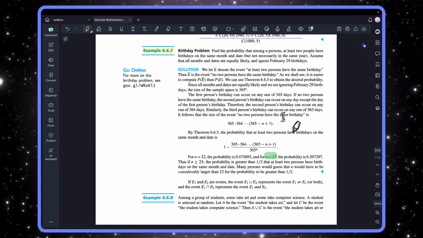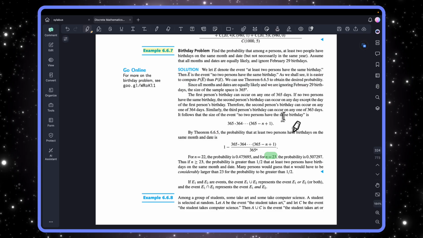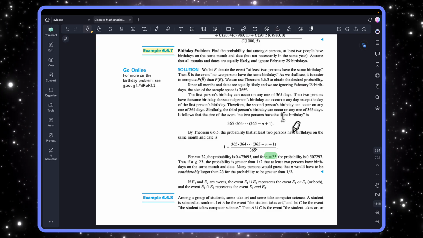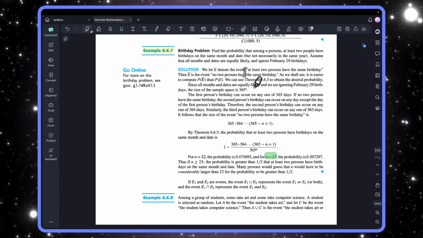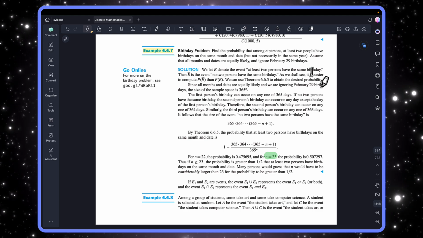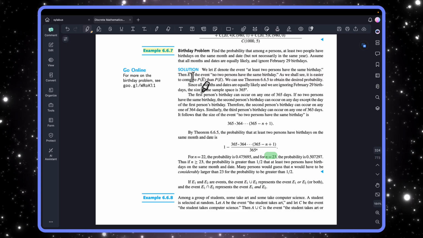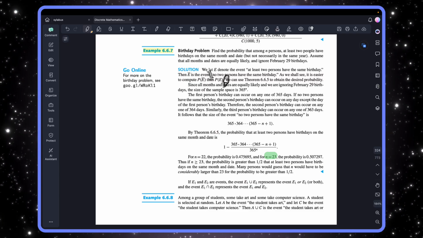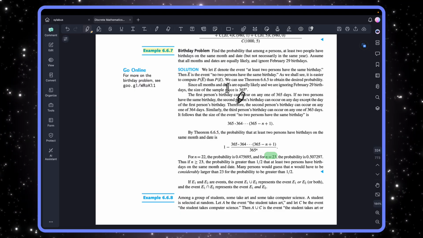So we ignore February 29th birthdays, in other words, the leap year. So here's a solution. Let E be the event that at least 2 people have the same birthday. Then the complement of that is the event that no people have the same birthday. So what we're going to do is calculate the probability of the other one.